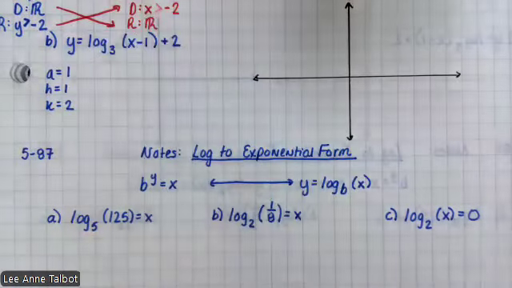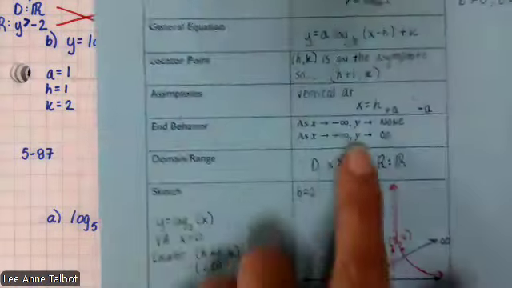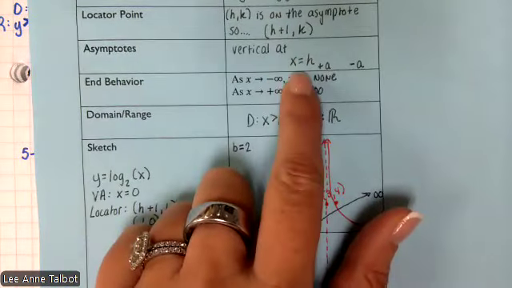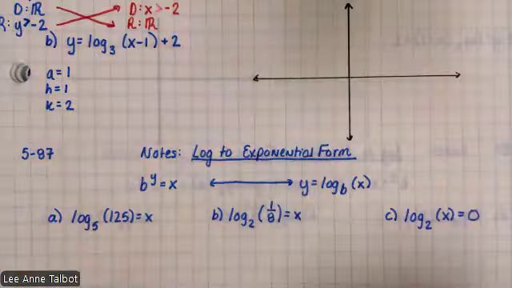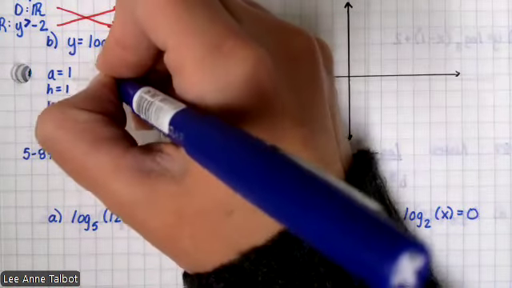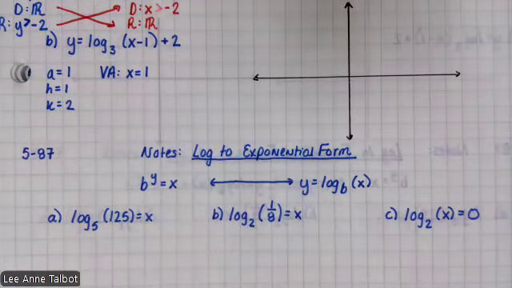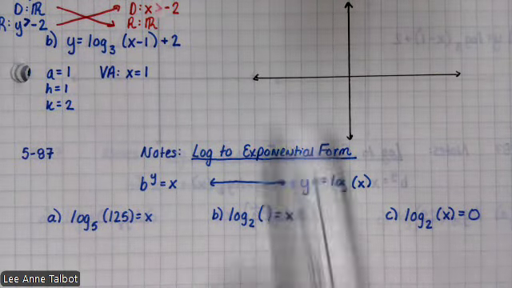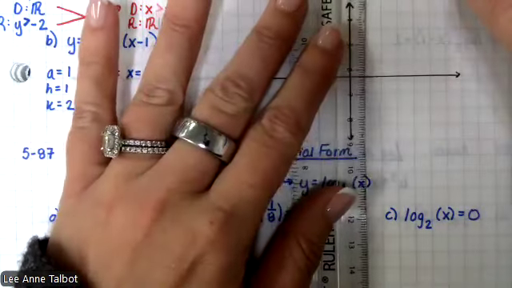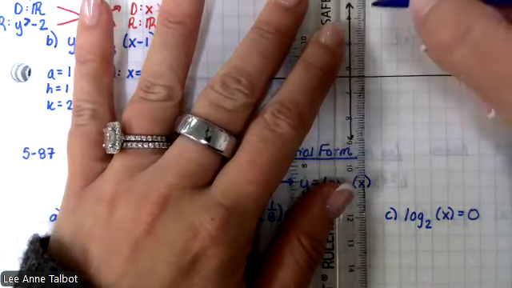All right, what do we need to know about logs? So the first thing we need to know is the vertical asymptote. Vertical asymptote at x equals h. Okay. Then you're going to sketch that in dashed.